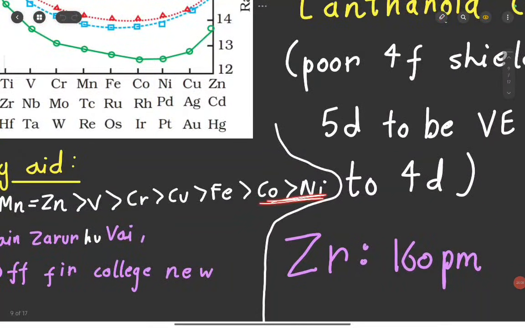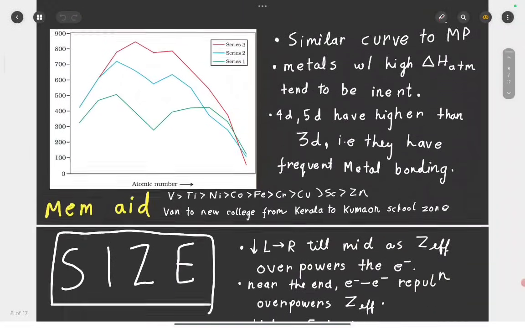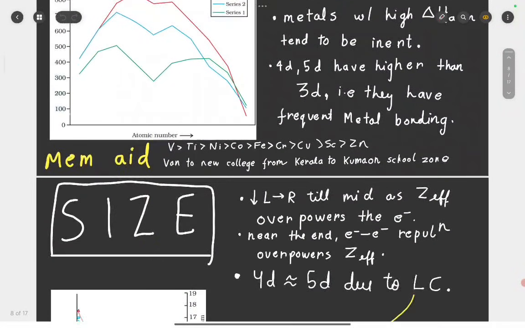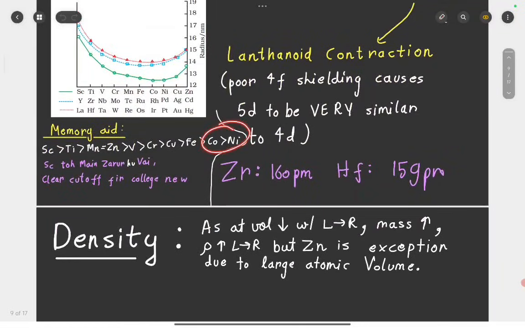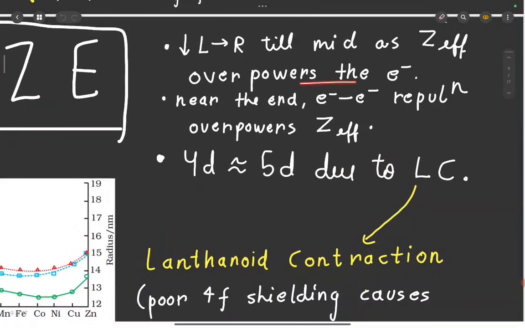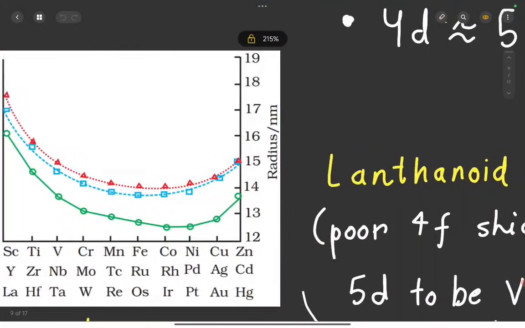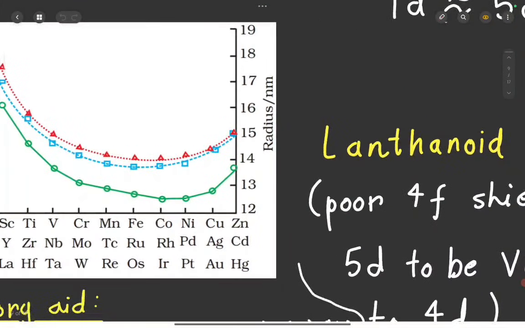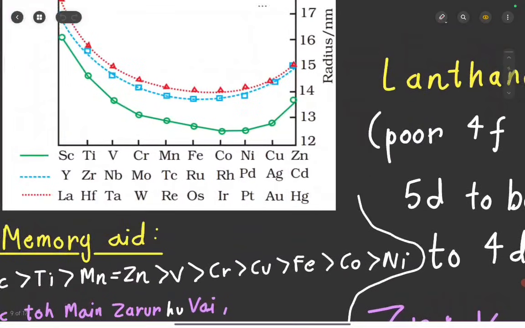Now how do I remember this? Well, you have to keep in your mind that enthalpy of atomization and the size have conflicting cases, one where nickel is greater than cobalt and one where cobalt is greater than nickel. Just remember that we learned a trend here that towards the end of the period, the electronic repulsions overpower the Z effective and the radius increases. So if you remember the 3d series, you will know this is obvious that nickel is going to beat.